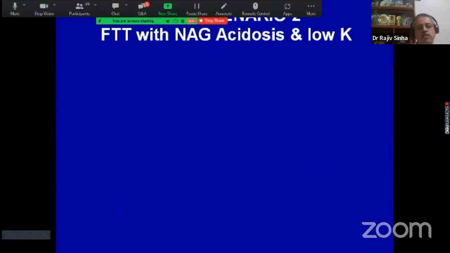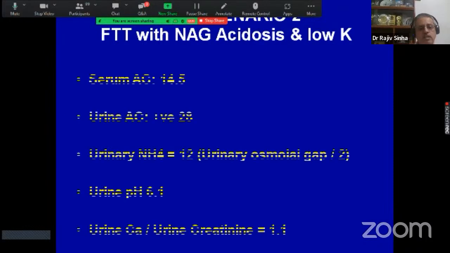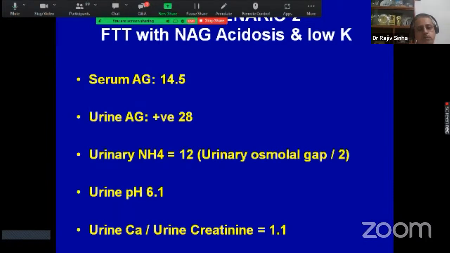What about our second child, the doctor's child? Here we see that the urine anion gap was again positive, so it is renal tubular acidosis. We did calculate the hidden urine ammonium, which cannot usually be measured. As you remember, we said that we can calculate it with the help of the urinary osmolar gap, which was 12. And if you remember, in acidosis, if your kidney is working fine, then your urinary ammonium has to increase, and ideally it will be more than 20. So it also confirms that there is some defect in urinary ammonium generation.